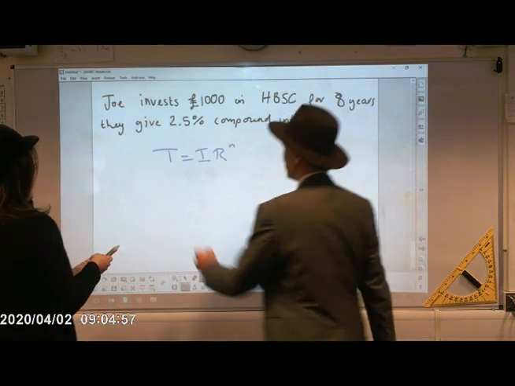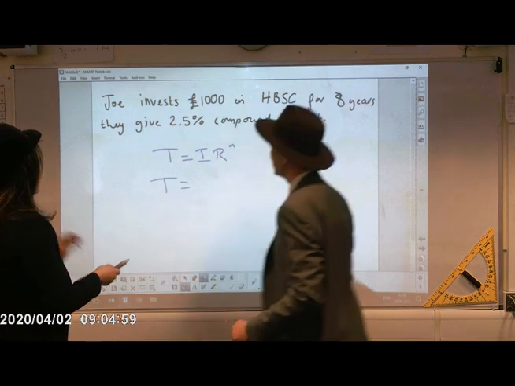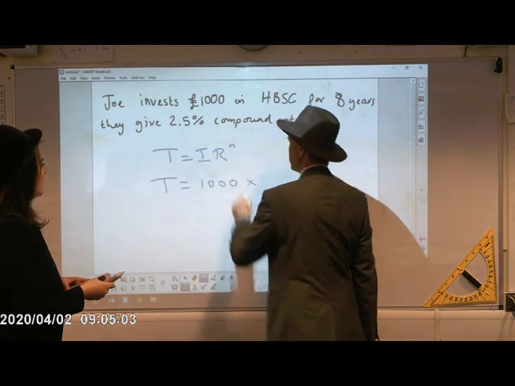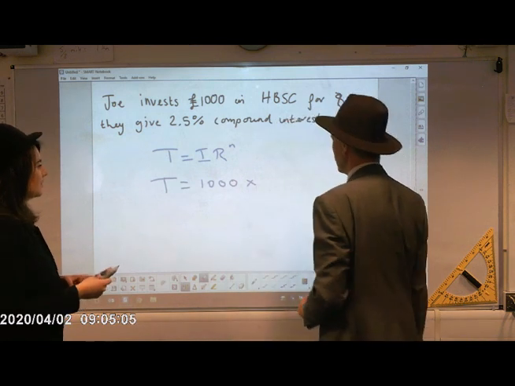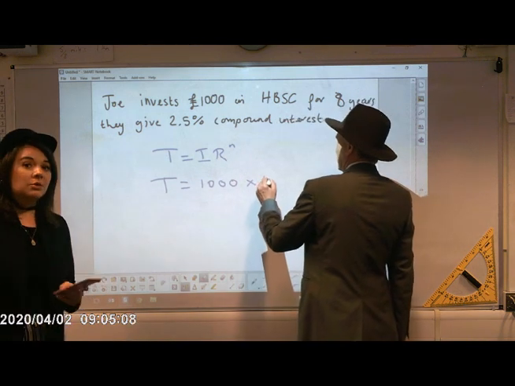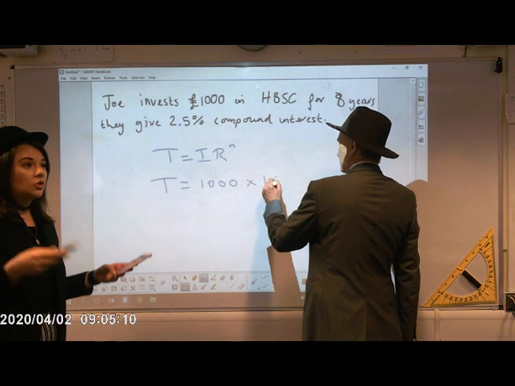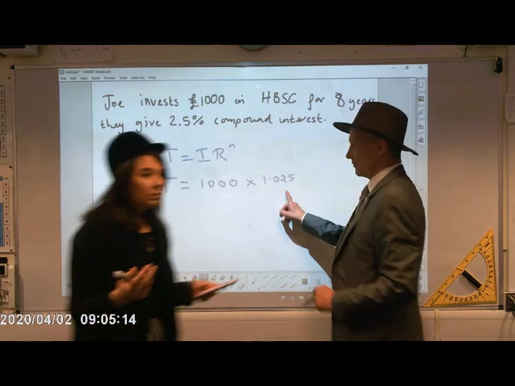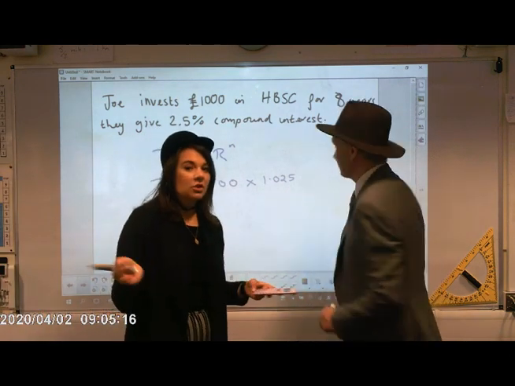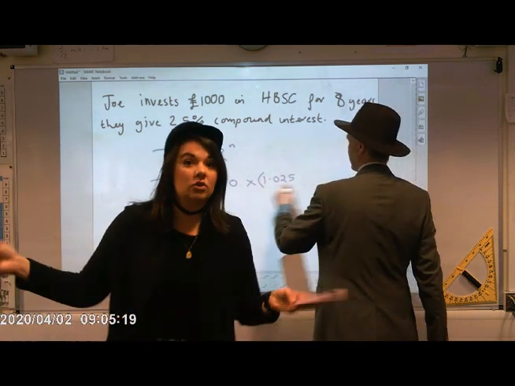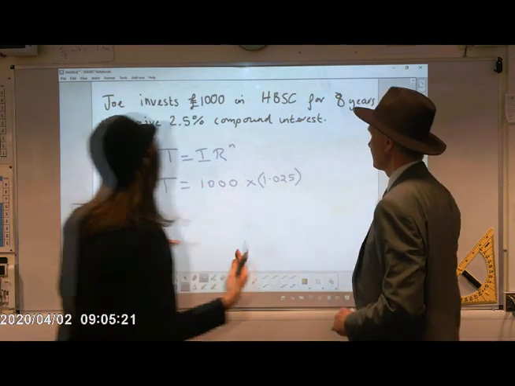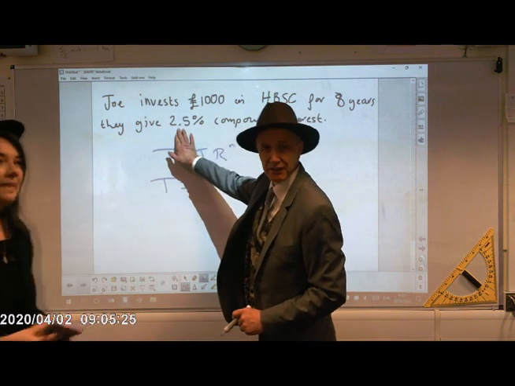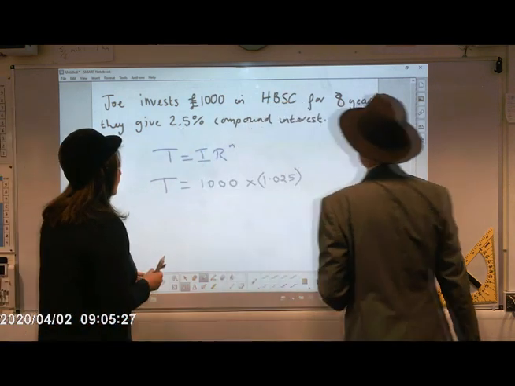Okay. So our total equals our initial, so £1,000, times our rate, which is 2.5. So 100 plus 2.5 would just be 102.5, which is 1.025. There's only one place that 5 can go after the 2. Think to yourself, 2% would be 1.02. So 2.5% is 1.025. We put this in because this is a common little twist from the exam board to catch you out. And 8 years.